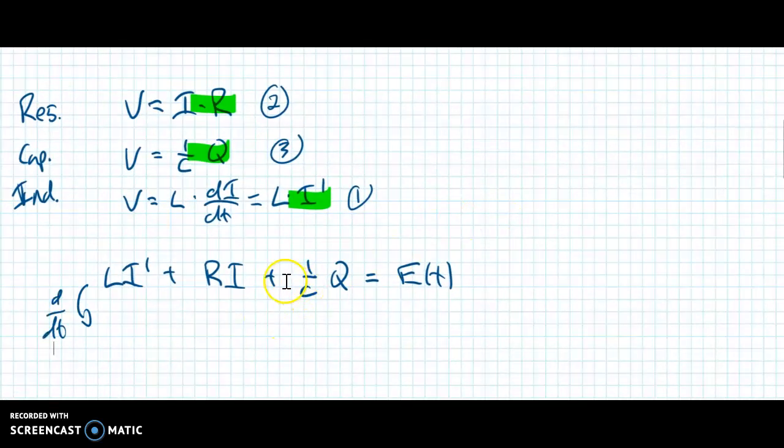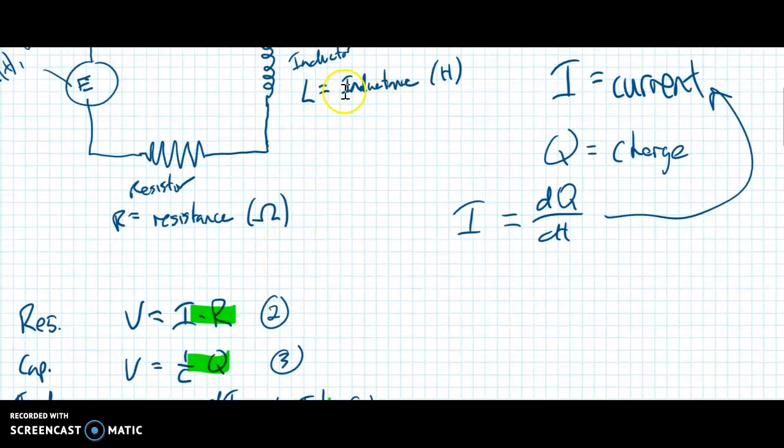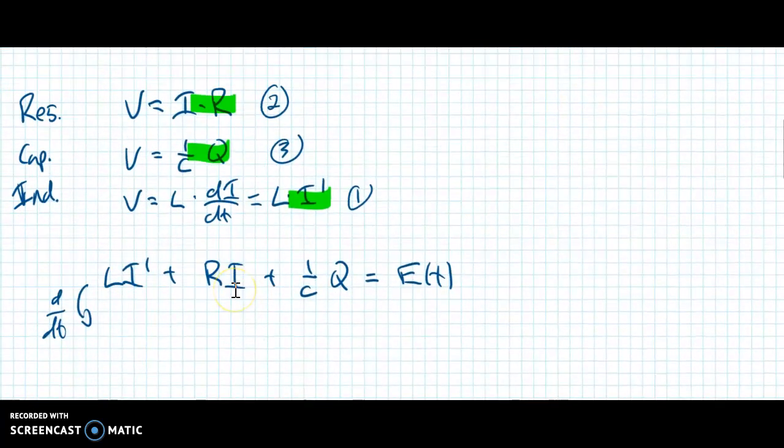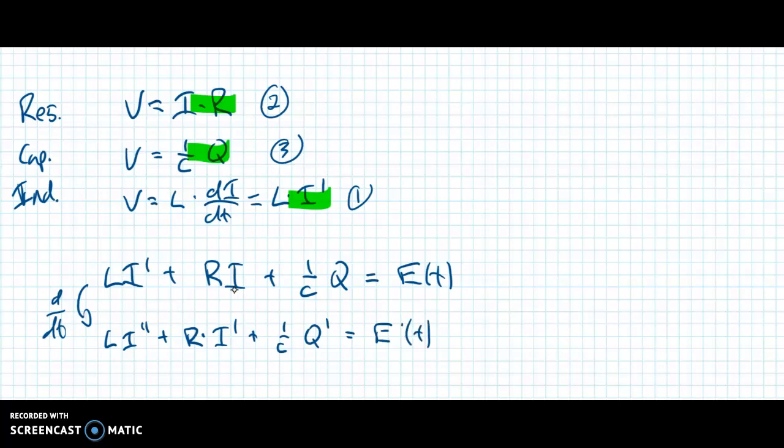Remember, or maybe I didn't say this, an inductor has an inductance and a resistor has a resistance. We're not considering capacitors, inductors or resistors for which those values can change, so those are all constants. I don't have to use the product rule or anything. I just write L I double prime plus R, a constant, times the derivative of I with respect to time, I prime, plus 1 over C times Q prime is equal to E prime of t.